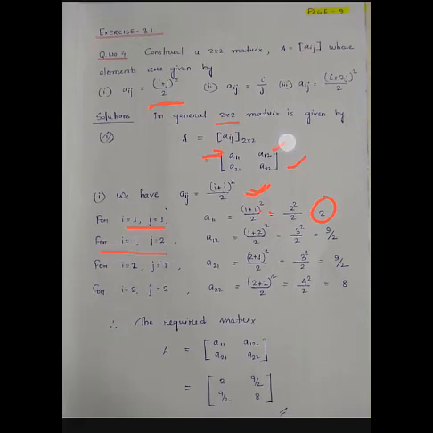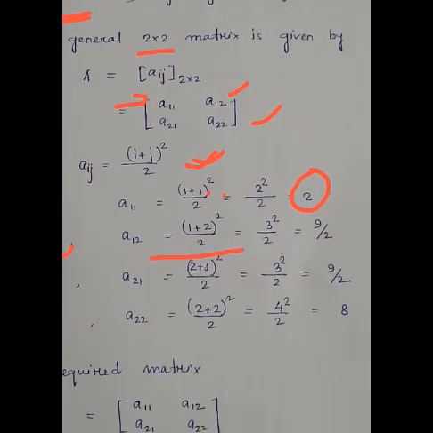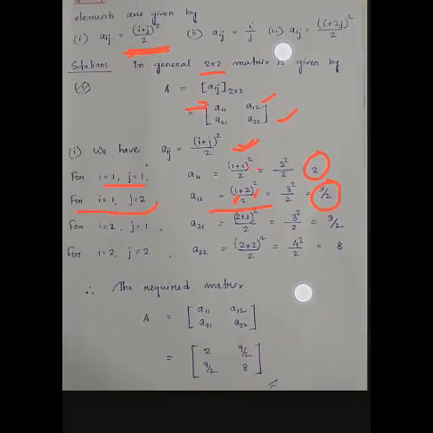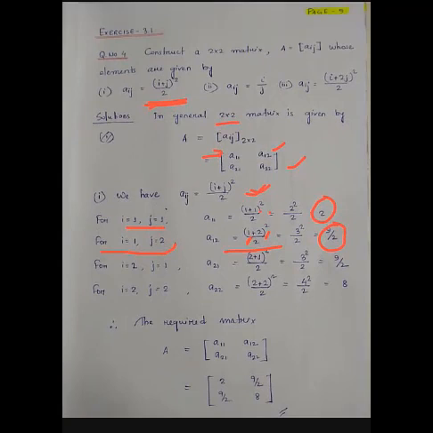After that, for A12, the element lying in the first row and second column, the value of i will be 1 and that of j will be 2. In this expression, in place of i we put the value 1, and in place of j we put the value 2. So this will be the result ultimately, and this is the value for A12.